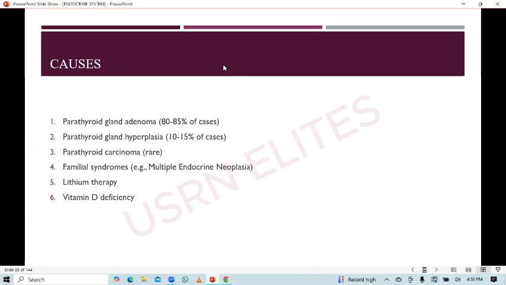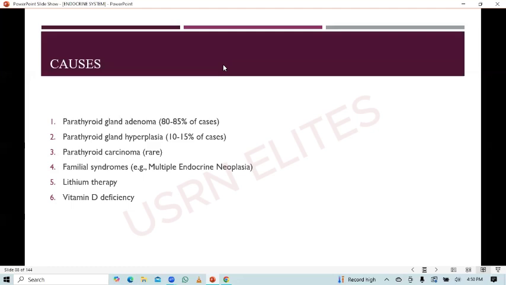The patient started presenting with bone pain, osteoporosis, hypercalcemia, hypophosphatemia. The question is, which condition should you anticipate? The first condition that should come to your mind is hyperparathyroidism. Do you know why? Lithium has a way of contributing to hyperparathyroidism.